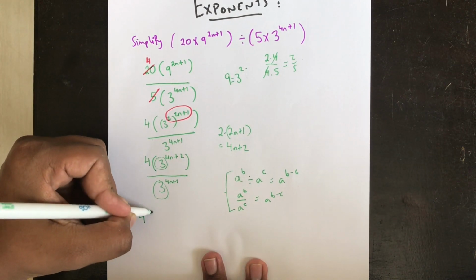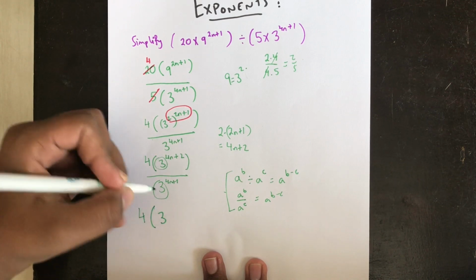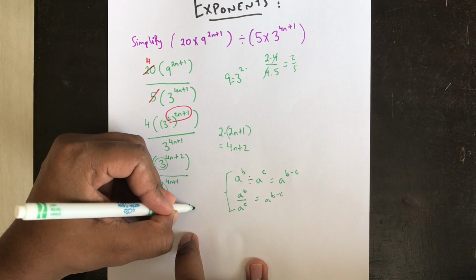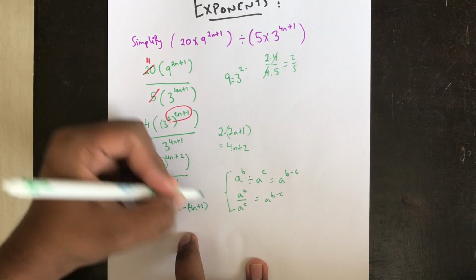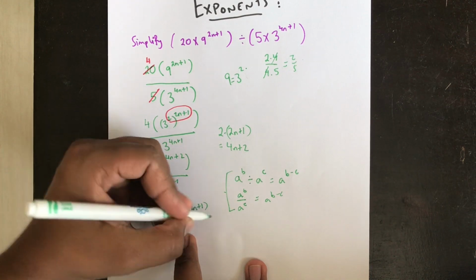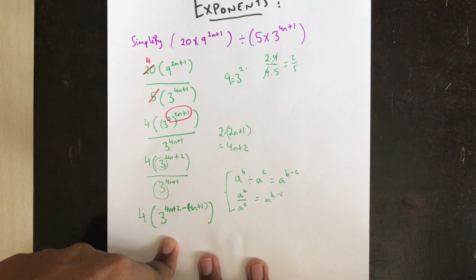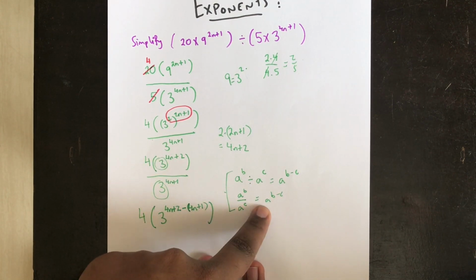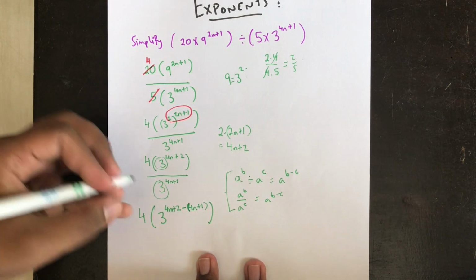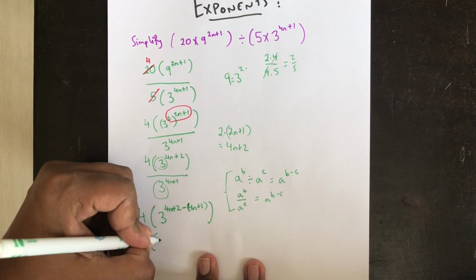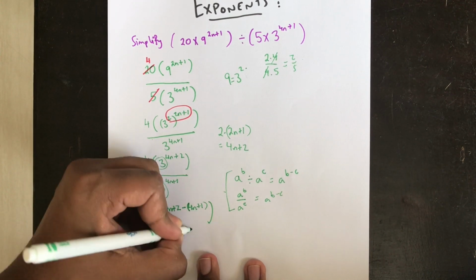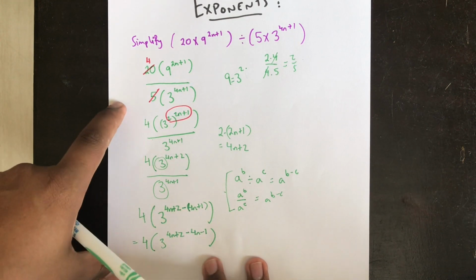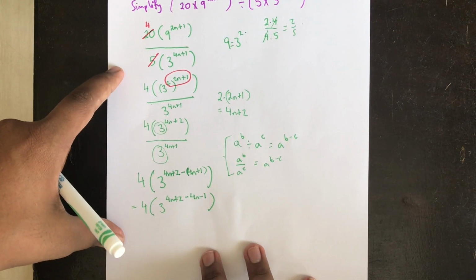So we have 4 times 3 to the power of 4n plus 2 minus 4n plus 1. Remember to put it in brackets so that you don't mess up on the signs. So this is how it actually looks. You're subtracting these two things because of this formula. I'm just applying it here. So this is the same as 4 times 3 to the power of 4n plus 2 minus 4n minus 1. I'm multiplying the minus sign outside. That's why I said you need to use brackets so you don't mess up your signs.